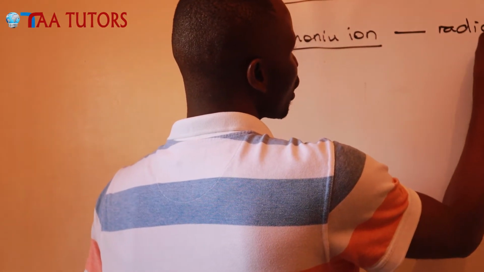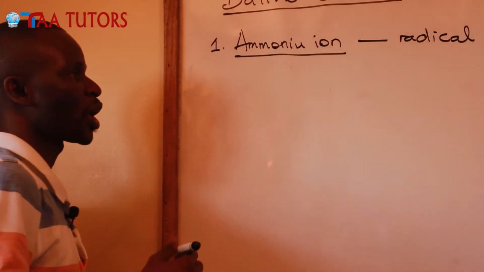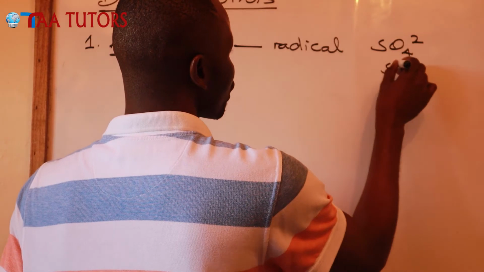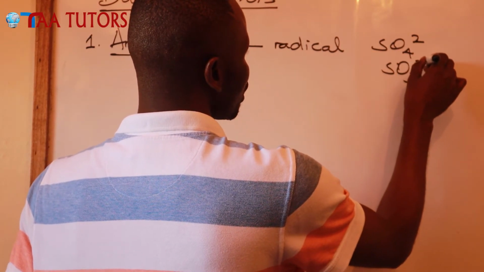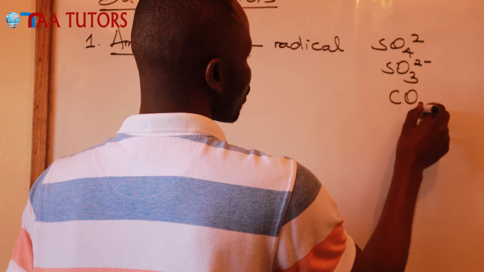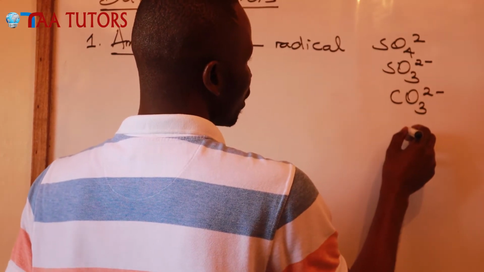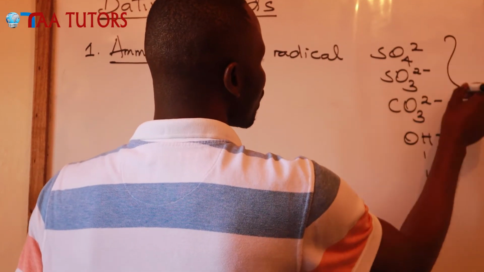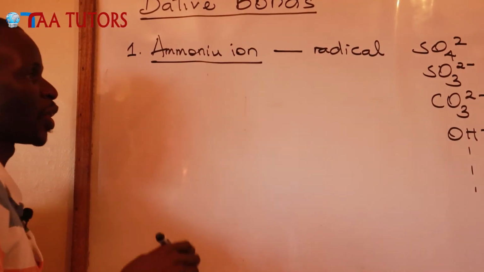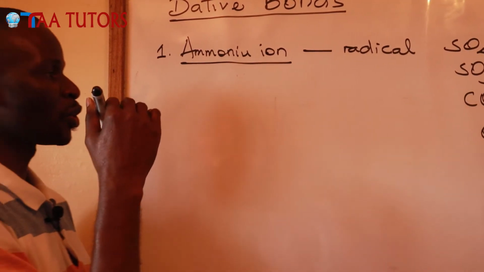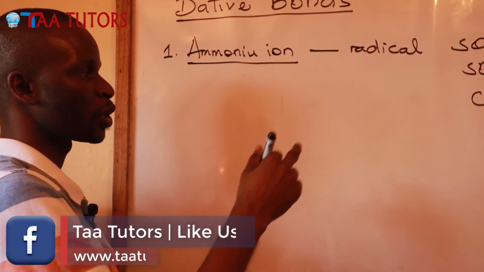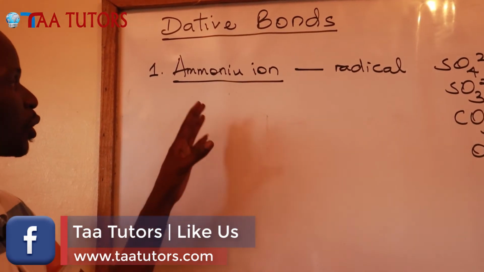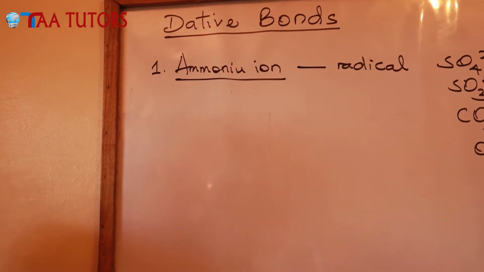We know what radicals are. They are compound ions like sulfate ions, sulfite ions, carbonate ions, hydroxide ions, and so on. There are many. All these ions, the way you see them, radicals, have dative bonds in them. If someone asks you the type of bond in these radicals, the answer will be dative or coordinate bonds. But I want only to explain the ammonium ion.